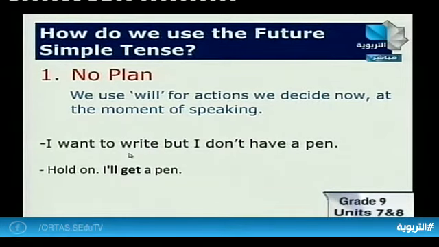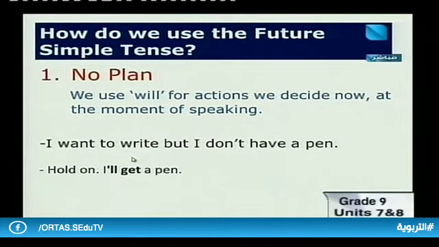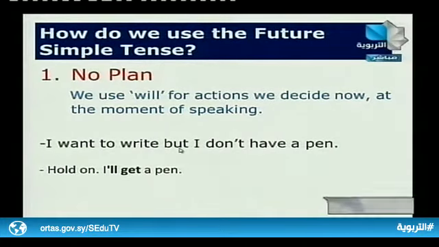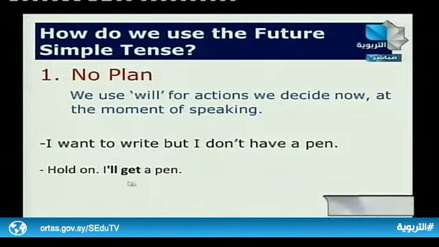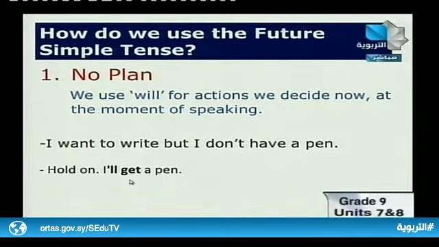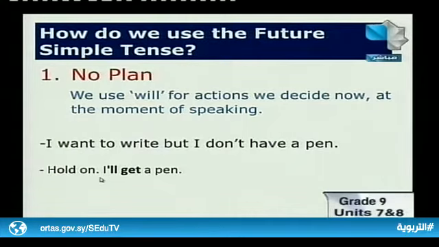It's happening right now. For example, we are working and we are so tired, and I suggest that I'll make a cup of tea. This is not a previous plan. I can give examples. I want to write, but I don't have a pen. This is a situation I am in right now. So I will use the form of the future, like, hold on, I'll get a pen, to solve this problem which is happening right now.